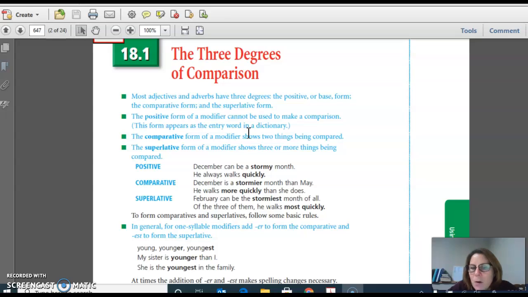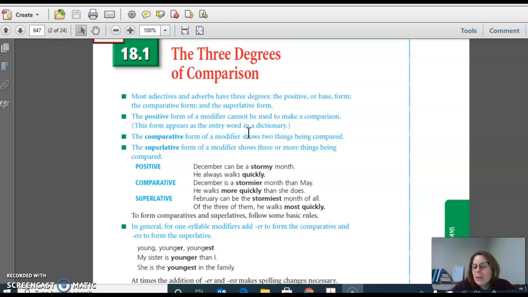And in that case, notice how we drop the Y and add IER, okay? And then lastly, you have the superlative form. That's when you have more than 2 and you're addressing where it stands. So in this case, February can be the stormiest. It is the most stormy, right? The stormiest month of all, okay?